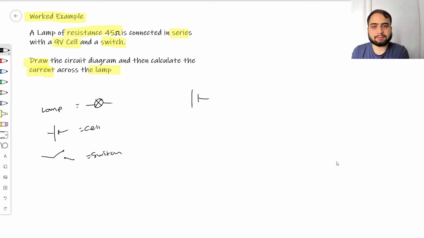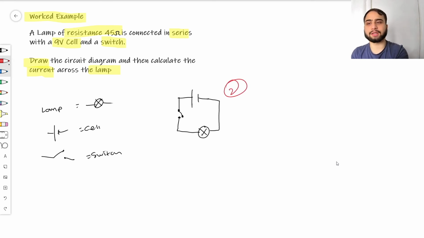So I have my cell here, my switch here, and my lamp here. And that's it. That's our first circuit diagram done. So that would be around 2 marks.